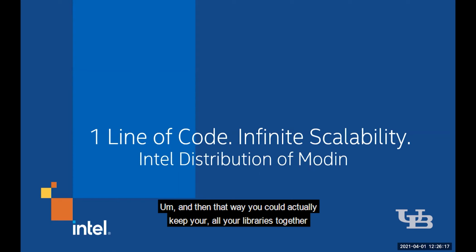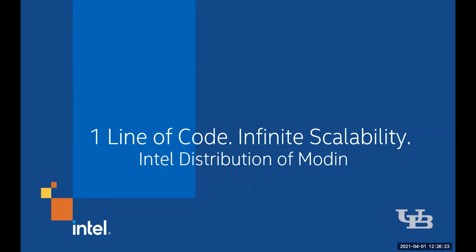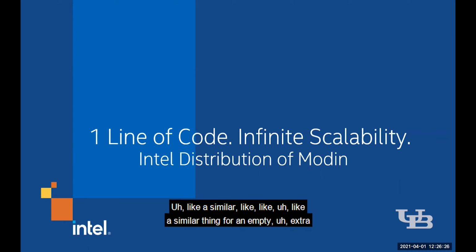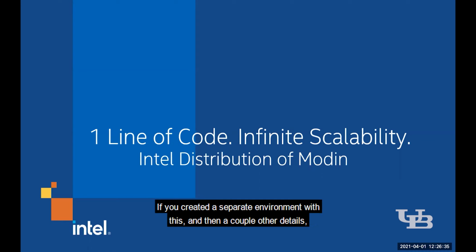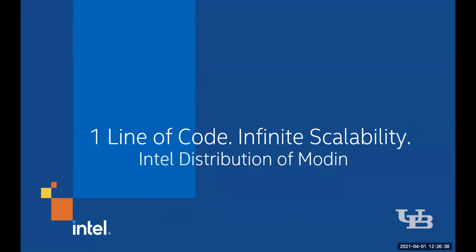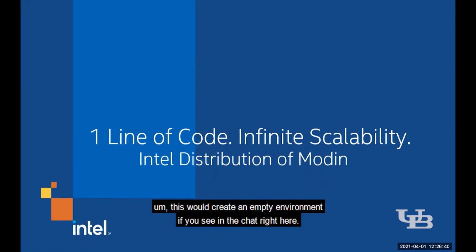That way you could keep all your libraries together, and you do something like what I'm going to type in the chat right now, like a similar thing for an empty extra environment, like conda create -n AI kit -modin or AI kit. If you created a separate environment with this and a couple other details, this would create an empty environment, if you see in the chat right here. So if you create an empty environment, install the AI Kit, and activate into that environment, then all the libraries will be in their isolated environment so as not to conflict. Let me know if that doesn't answer your question. Are there any other questions before moving on?